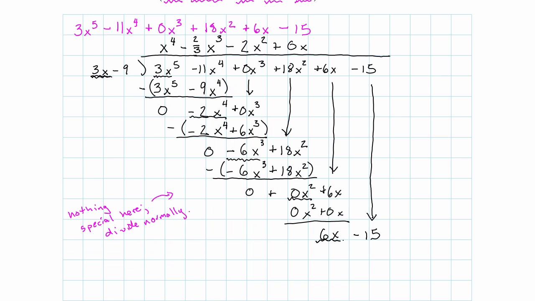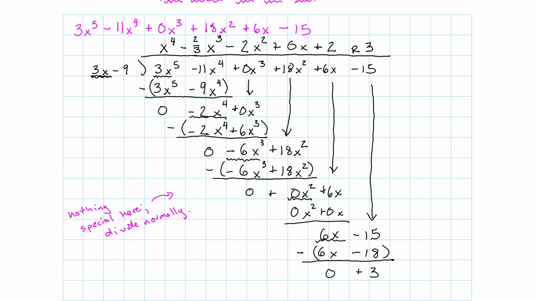All right, last round. We take 6x divided by 3x, which is 2. So multiply. 2 times 3x is 6x. 2 times negative 9 is negative 18. Subtract. 6x minus 6x is 0. Negative 15 minus negative 18 is positive 3. So we have a remainder of 3.